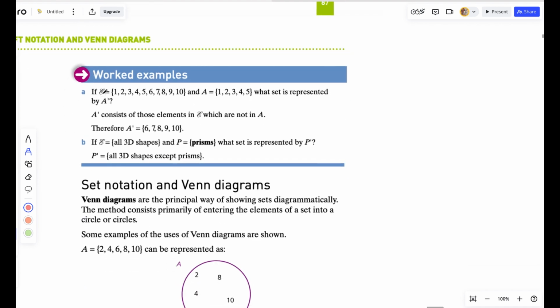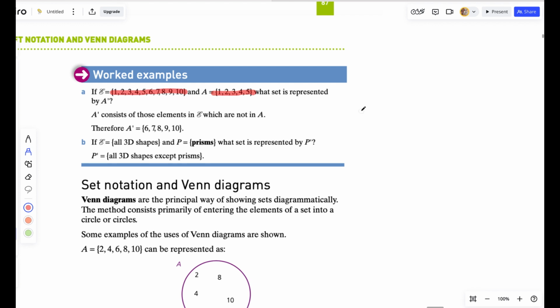Look at the symbol of the universal set, like an italicized E. This is the symbol of the universal set. If the universal set is 1, 2, 3 to 10, and I give set A to be 1, 2, 3, 4, and 5, what is A prime?